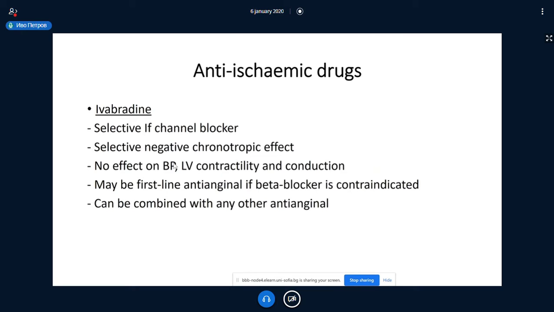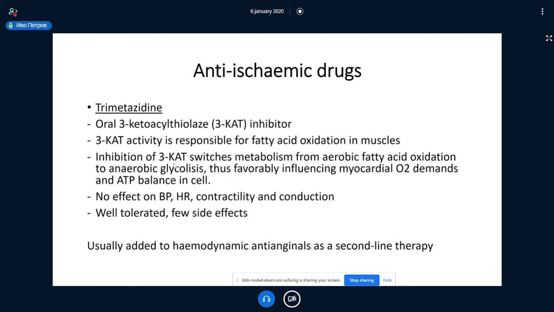Ivabradine is the other that is prolonging the diastole with the reduction of the heart rate, but with the advantage of not having the negative inotropic effect of the beta blocker. So ivabradine doesn't have any effect on the contractility. Because of that, it can be given in patients with very impaired left ventricle function.